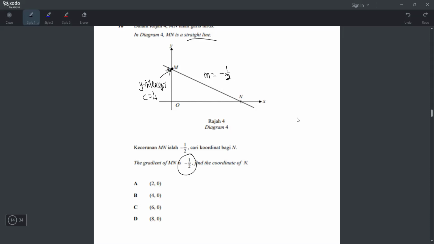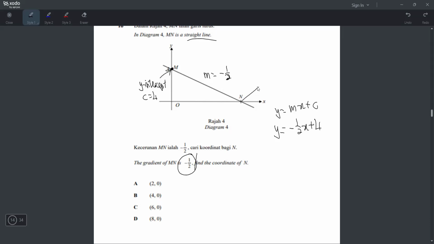So what's the equation of the line? y equals negative 1 over 2x plus 4, right? Yeah, because the equation of a straight line will always be y equals mx plus c. And coincidentally, your m and c are given to you for free already. So you just put it in, right? But I still don't know what the question wants yet. I still haven't finished reading. Let's see what they want. Find the coordinate of N.